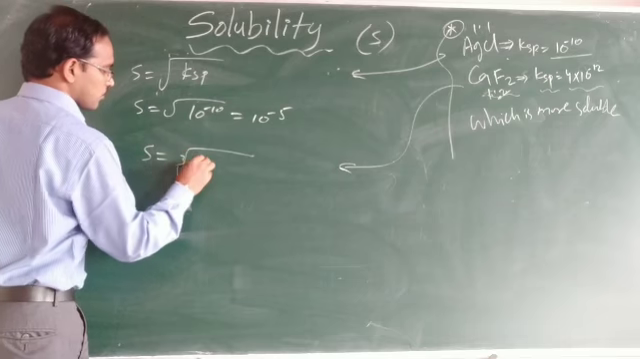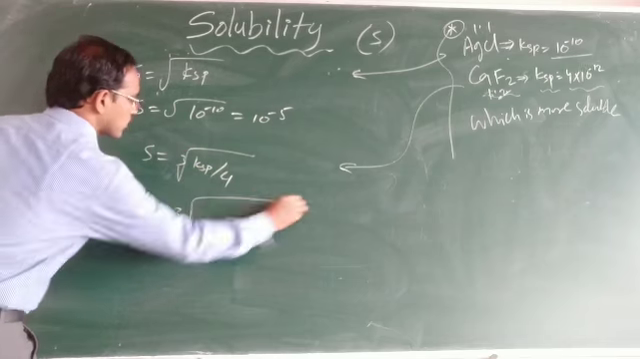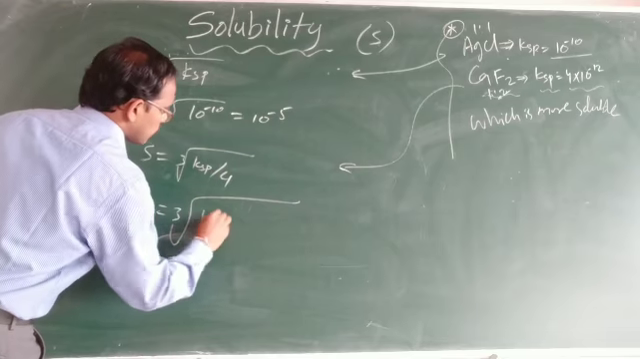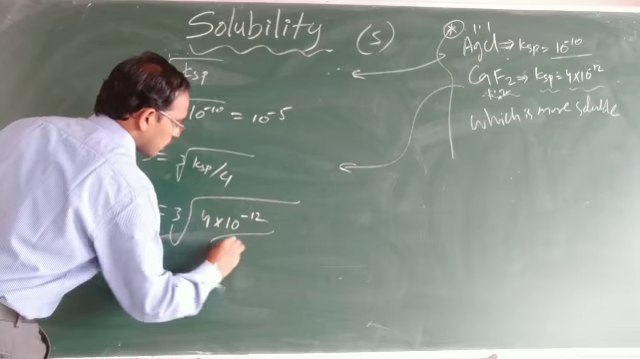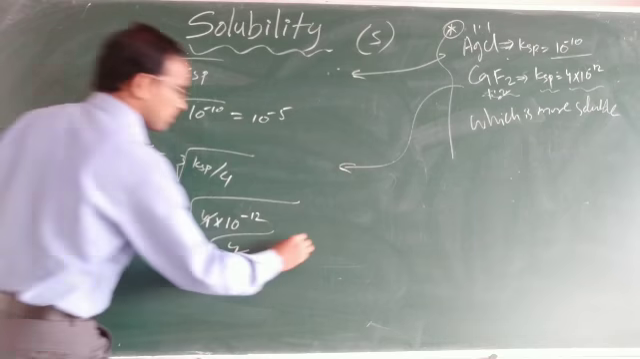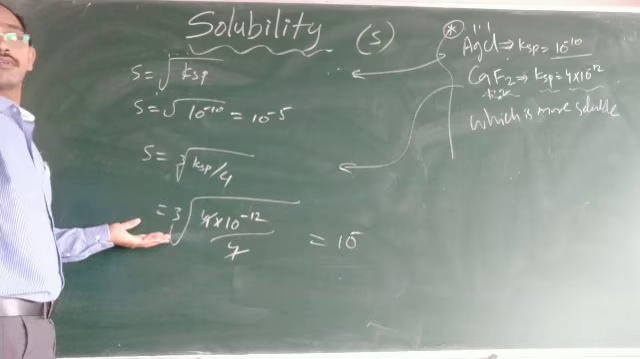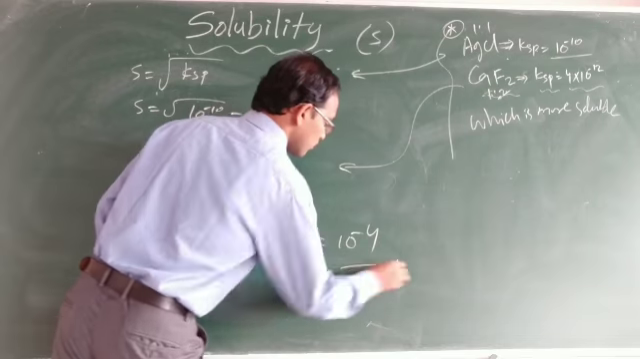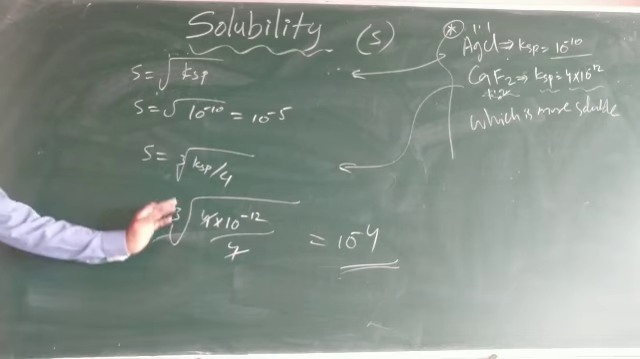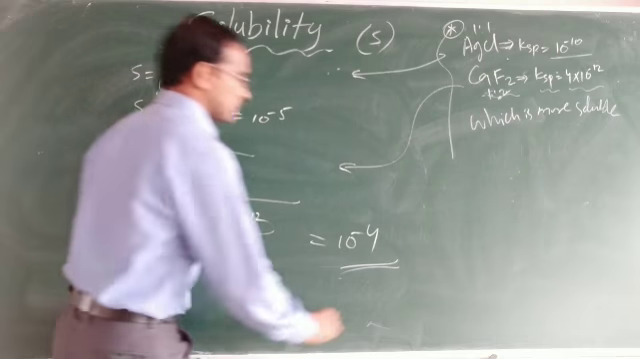Third root of KSP by 4. Then third root of KSP, 4 into 10 power minus 12 by 4. 4 gets cancelled. 10 power minus 12, बाहर आ गए तो 10 power minus 6. Third root 4. Third root 10 power minus 4, 3 times we can write it. So now which is the major?